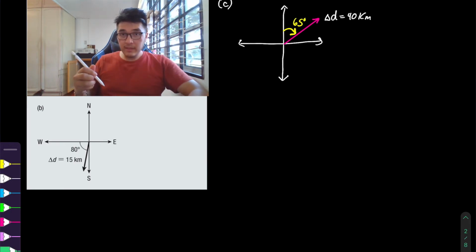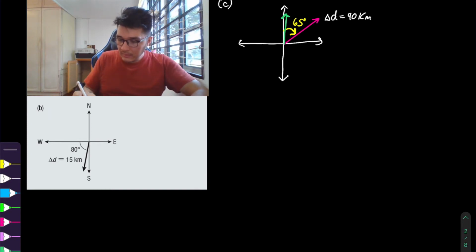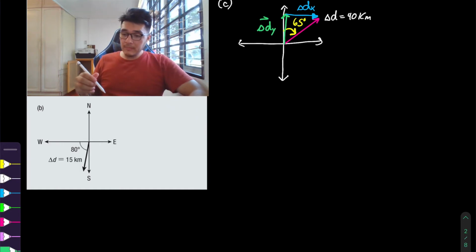To find the x and the y components, you have to go along the axis. So along the y-axis is pointing up, and we want to attach it head to tail. And along the x-axis is pointing to the right. So we can label it as delta dx. And the other one is delta dy. Now let's redraw this.